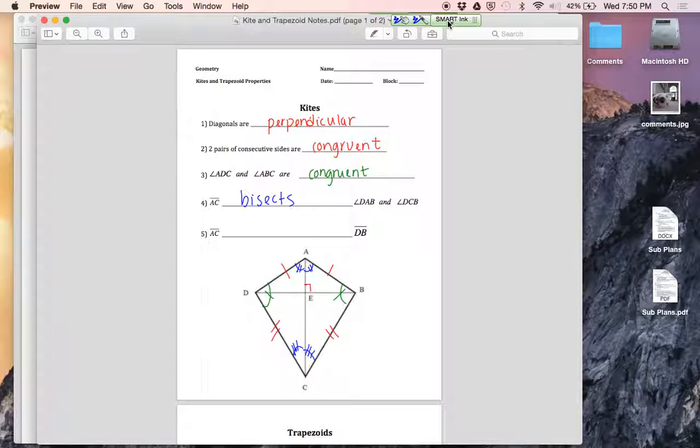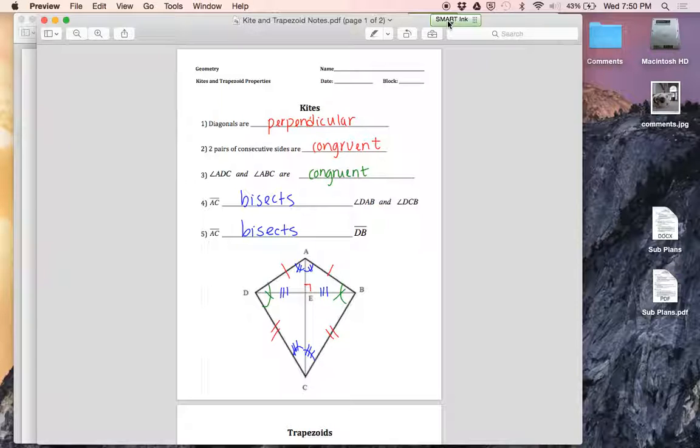And notice I'm using 2 tick marks at the top and 3 at the bottom, so I don't confuse it with my other angles that I've already marked. Okay, last but not least, AC does what to DB? Well, this segment that runs up and down, it bisects this segment that's going side to side. So this guy is cut in half here. Okay? So that's kites.